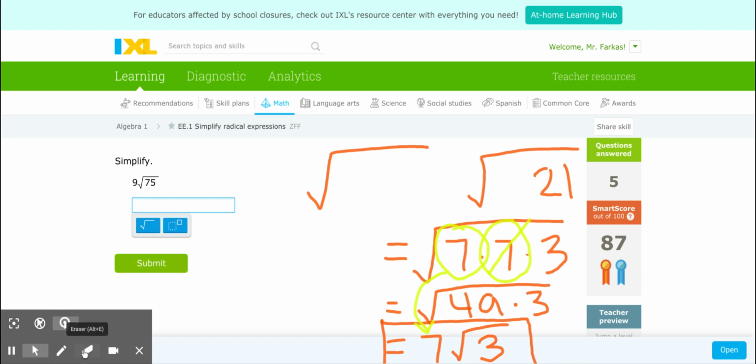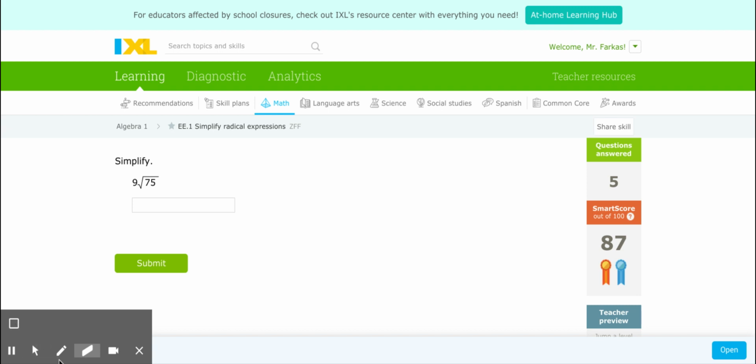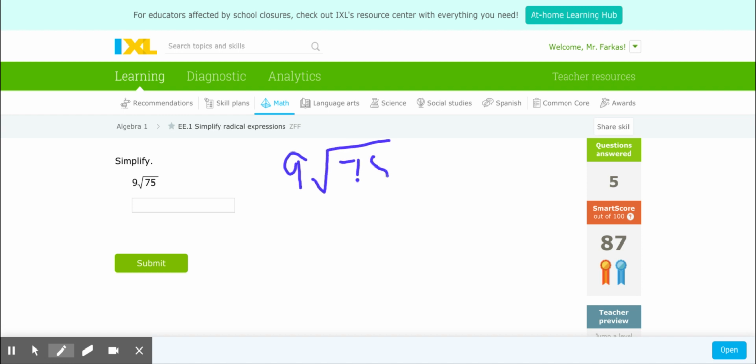Okay, let's do one more so that we can get up to close to the 90. Remember, you need a 90 for an A. 9 times the square root of 75. Well, we can break down 75 so that it has a perfect square by doing 9 times the square root of 25 times 3.